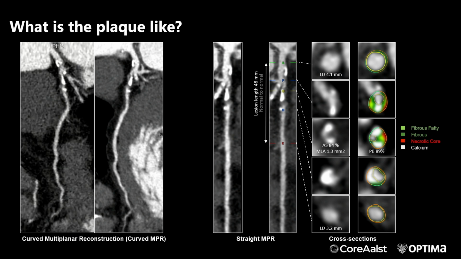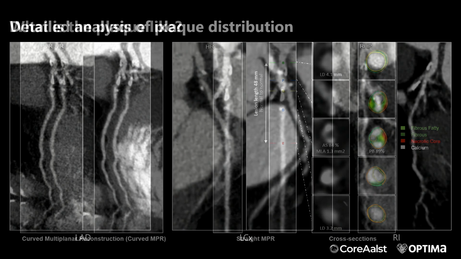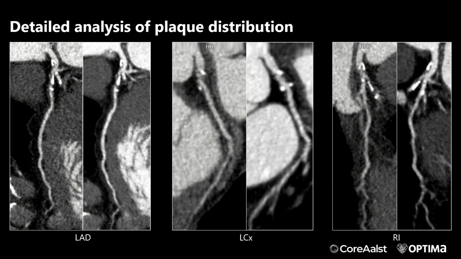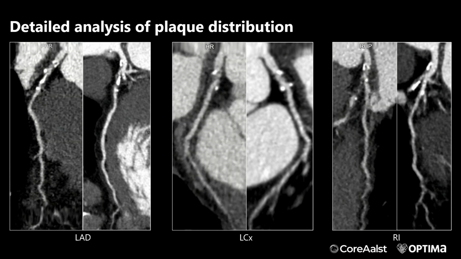And again, when you look at the cross-sections, I'll come back to the calcium analysis, but you don't see any circumferential calcification. That's good news. You can also see the other vessels. And you see, well, there is not so much disease in the circumflex, which is in the middle.